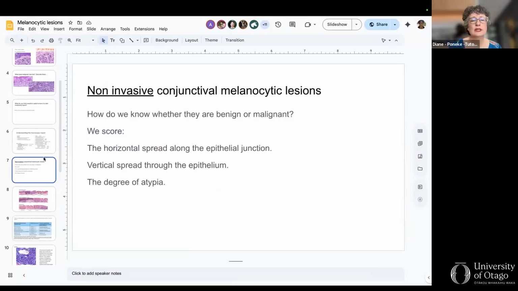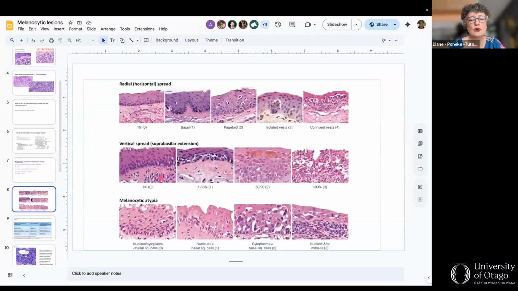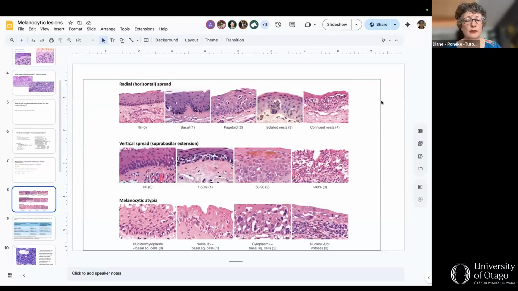So the first thing that we do is we look at the horizontal spread along the epithelial junction. So that's that lentiginous spread. The vertical spread through the conjunctival epithelium and the degree of atypia in the cells. And we have a scoring system, which you do not need to memorize. But you do need to memorize the principles of radial, vertical, and atypia. So this was developed in Liverpool by Sarah Coupland.